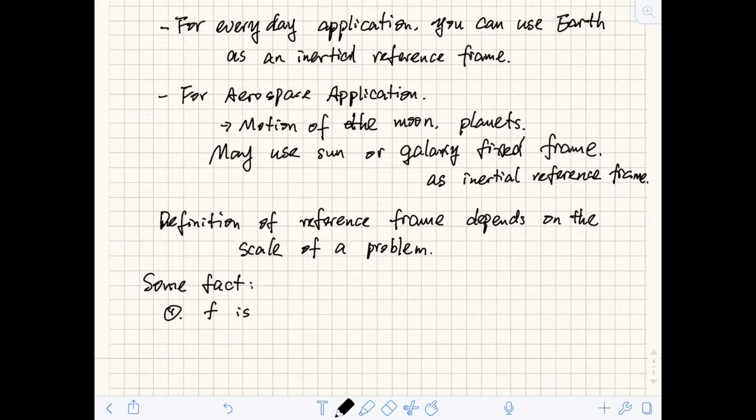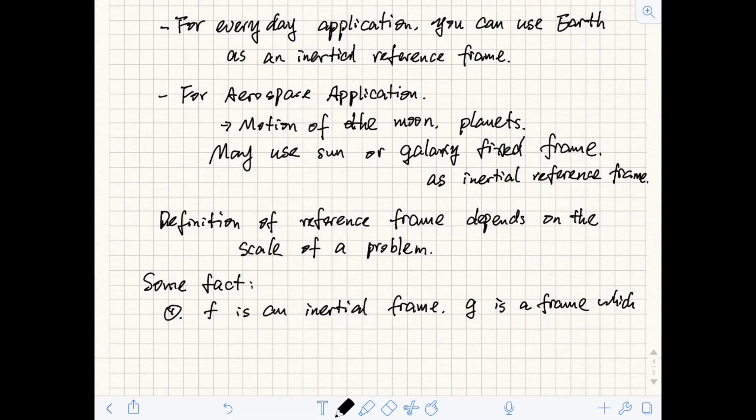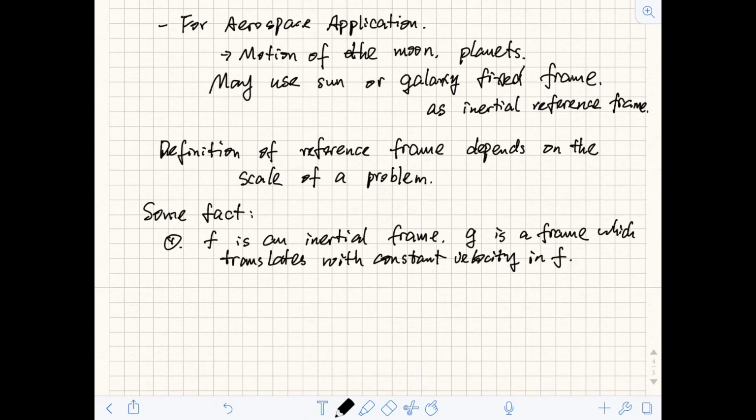So if F is the inertial frame and G is a frame which translates in F with the constant velocity, then we have the acceleration of the point in G equal to the acceleration of the point in F. Thus we know G is also an inertial reference frame. So to define an inertial reference frame, we do not necessarily need to have an inertial point as the center of the reference frame. That point can be moving in the inertial space at a constant velocity, and we can still say that's an inertial reference frame.